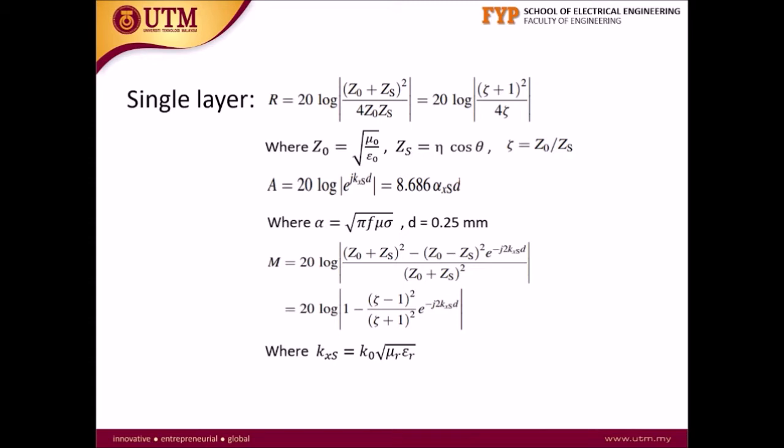The second term, A, absorption loss, is a function of the shield characteristics only, and it accounts for the attenuation that a plane wave undergoes in traveling through an electrical depth equal to the wave number Kxs equals K0 in the shield material. The last term, M, multiple reflection loss, is associated with the wave that undergoes multiple reflection and consequent attenuation before passing through the shield.